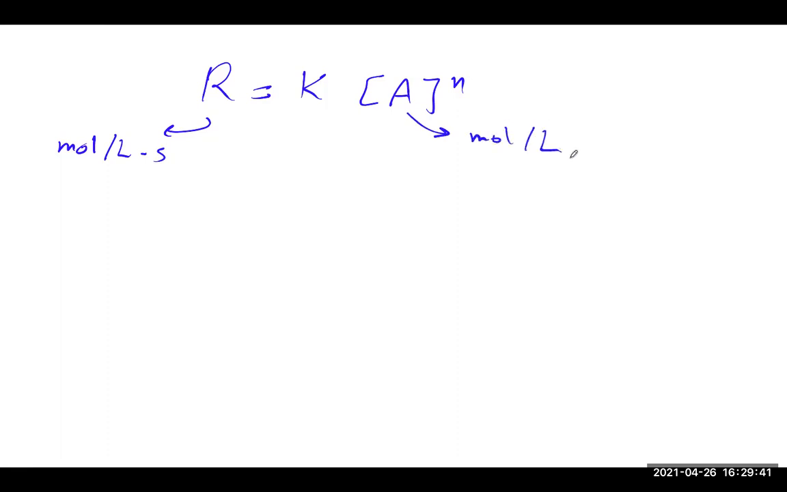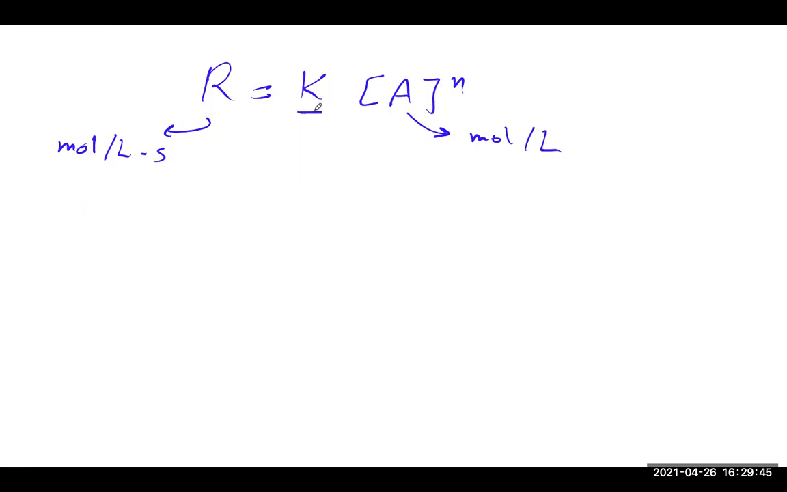Okay, so again, we have R. I will take the simplest one, which is A to the power of N. Here we have R, which is the rate, and the unit for this R will be mole per liter per second, and of course the unit for A will be mole per liter only. Okay, so now what about K?